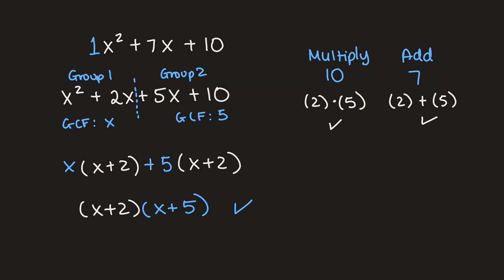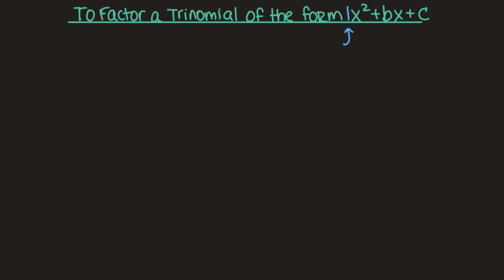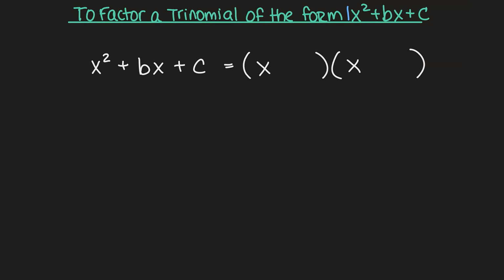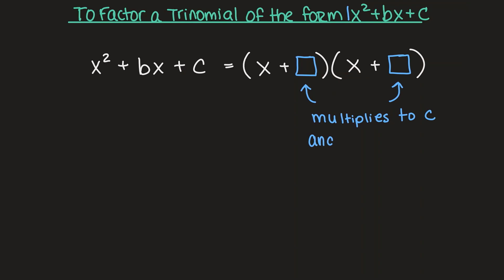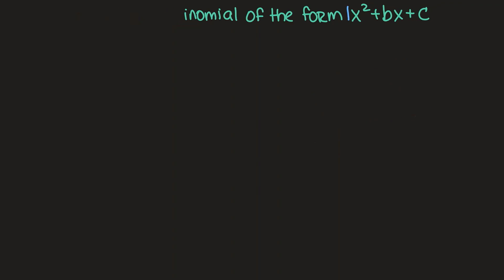However, notice that the same numbers, plus 2 and plus 5, appear in our final factored form. Therefore, to factor a trinomial of the form x squared plus bx plus c, again, when the coefficient of x squared is 1, we can set up our two parentheses with the variable written first, and then in these boxes, we place the two numbers that multiply to c and add to b. So let's try an example where we can use this shortcut.